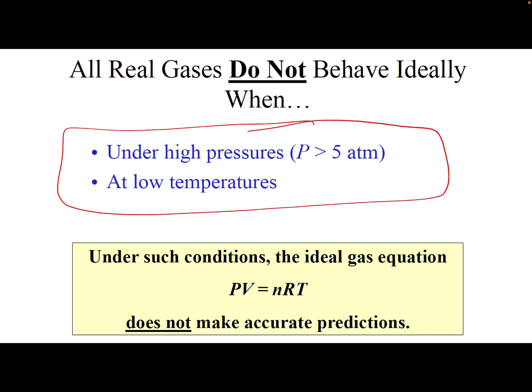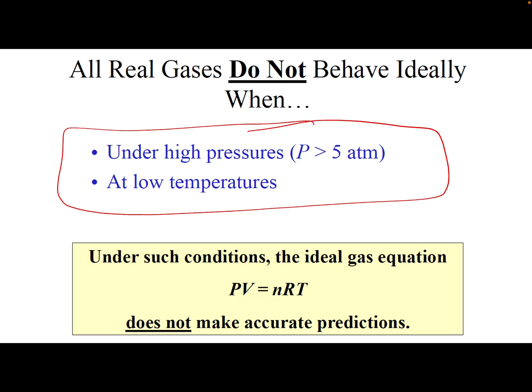So I could probably end this lecture right now as long as you come away knowing that gases do not behave ideally when they're under high pressure and at low temperatures. I always say gases like to live where I live. I don't like a lot of pressure and I get really cold, so I don't like low temperatures. But basically, at high pressure and low temperatures, the ideal gas law does not make accurate predictions.